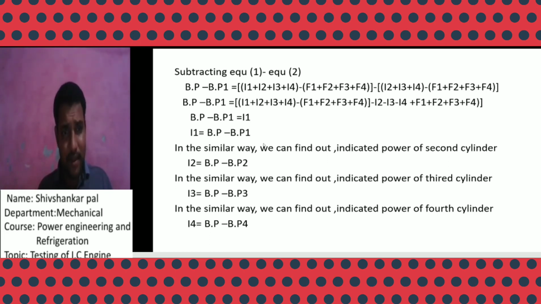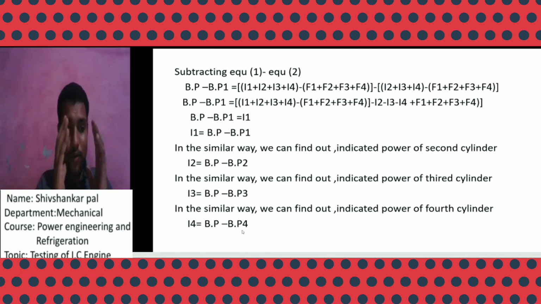In a similar way, we can find the indicated power of the second cylinder. Write the equation and imagine the second cylinder does not produce spark due to short circuiting. Then I2 is equal to BP minus BP2. In a similar way, the indicated power of the third cylinder is I3 equal to BP minus BP3, and for the fourth cylinder I4 is equal to BP minus BP4.